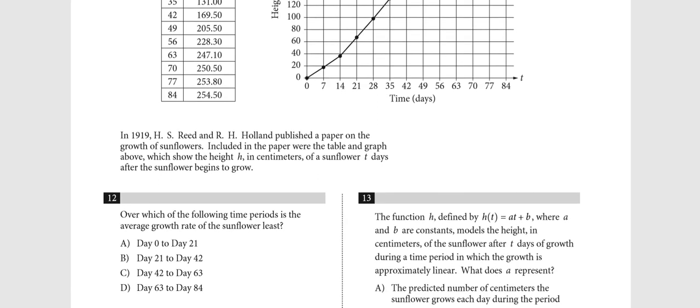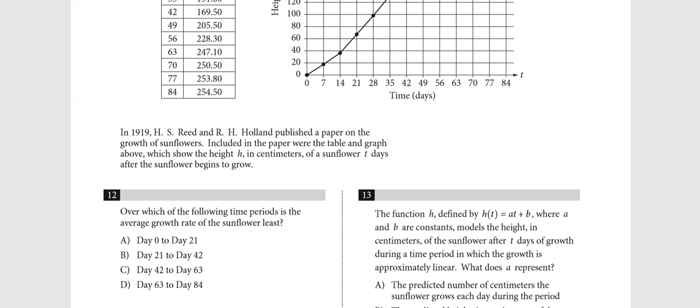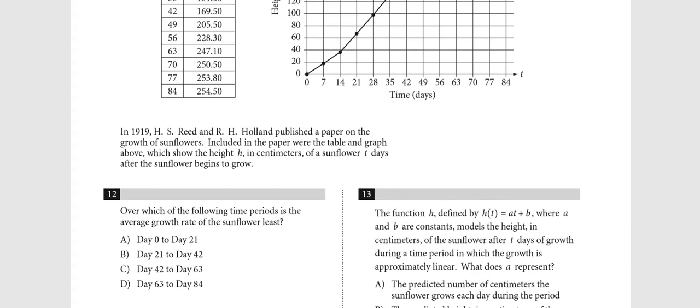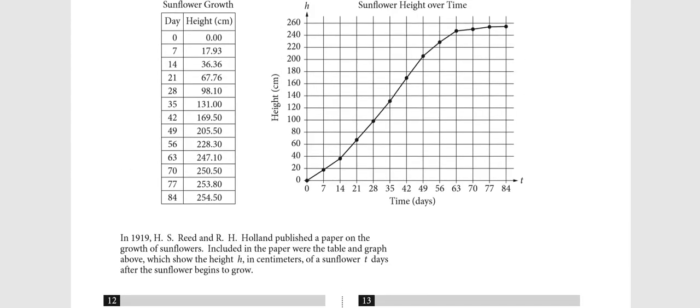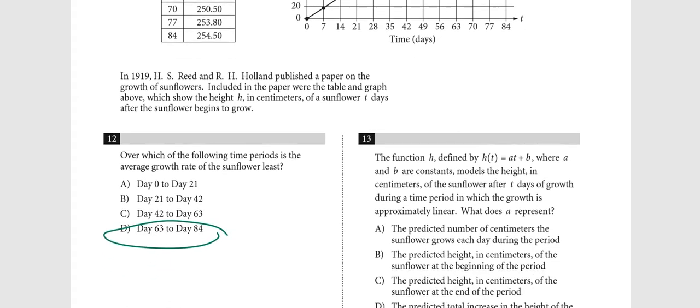Over which of the following time periods is the average growth rate of the sunflower least? So we're looking for something that has the shallowest slope. And it's got to be towards the end. Isn't it 63 to 84? Yeah, it has to be, because that's the end of the number of days.